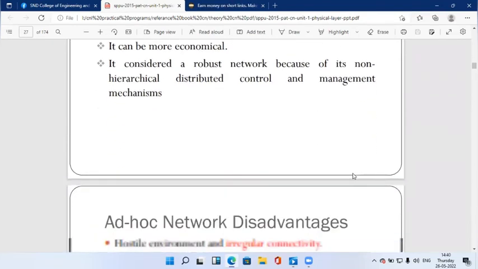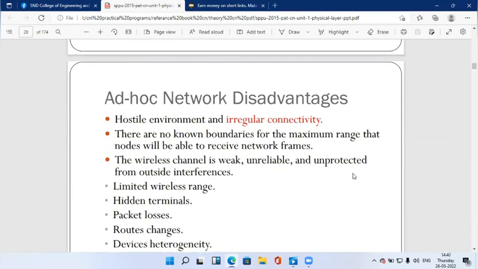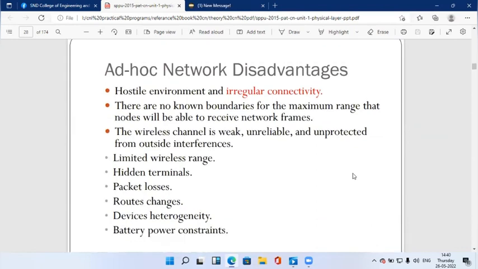After that, the disadvantages of your ad hoc network: hostile environment and irregular connectivity. Suppose any laptop or device has a problem, then fetching and communication will not be possible. Limited wireless range is there. Some hidden terminals are there. Communication of messages, meaning packets, may be lost during communication.